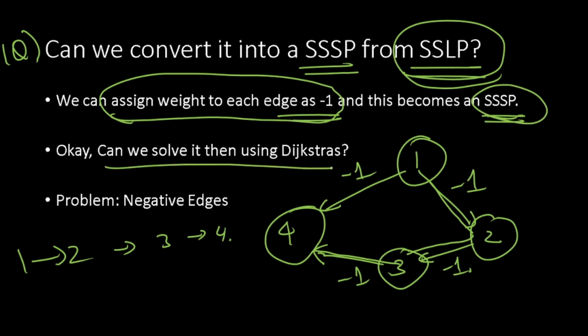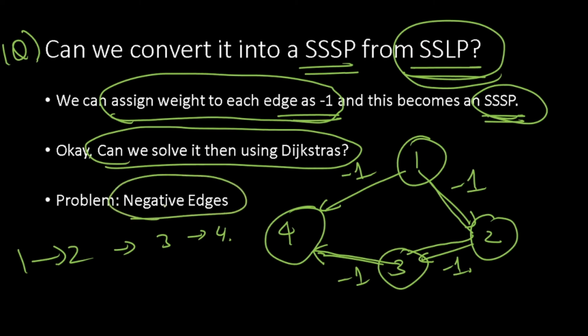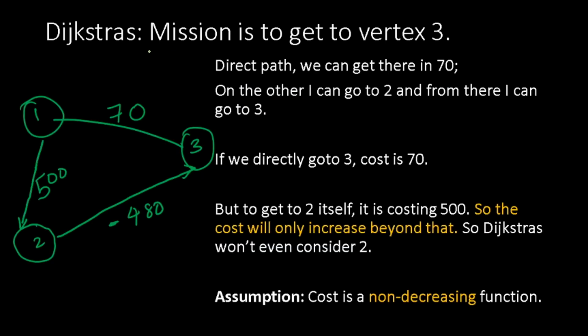Now the next question is, can we solve it using Dijkstra's? The problem is that we have negative edges. So it would look like we can't solve this problem with Dijkstra's, but turns out we can. We have to just change our strategy a little bit. But before that, let us have a discussion on what Dijkstra's actually assumes and does. So the assumptions of Dijkstra's. For that, let us understand our goal.